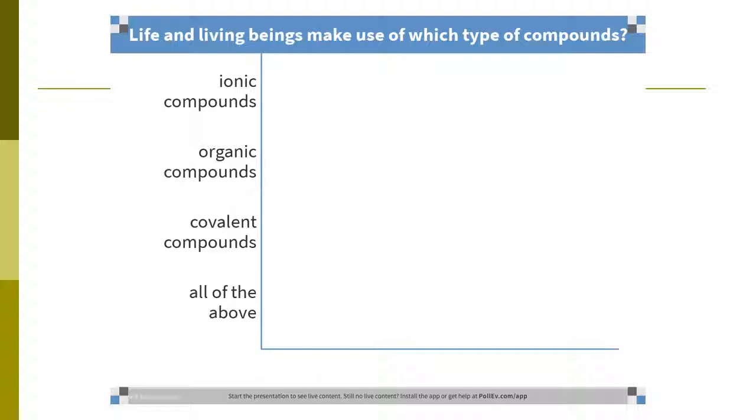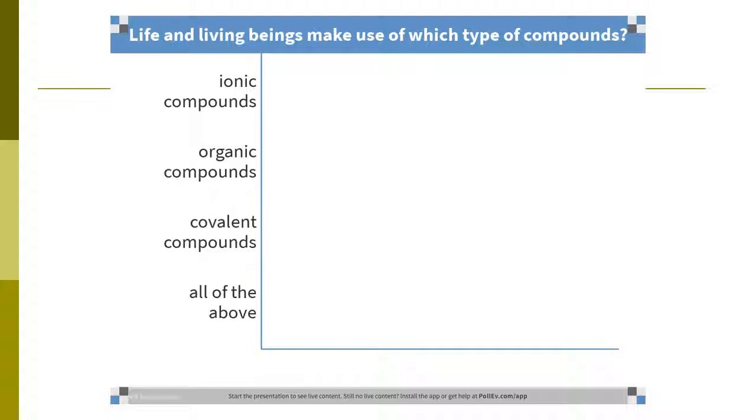All right, last question for this chapter. Life and living beings make use of which type of compounds? Ionic compounds, organic compounds, covalent compounds, or all of the above? Well, let's do a quick review. Ionic is between a metal and a nonmetal, so sodium chloride. Organic is a carbon-based compound, such as propane or methane. Covalent are between 2 nonmetals, so sulfur dioxide, something like that.